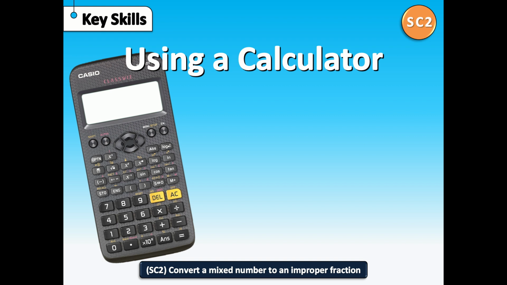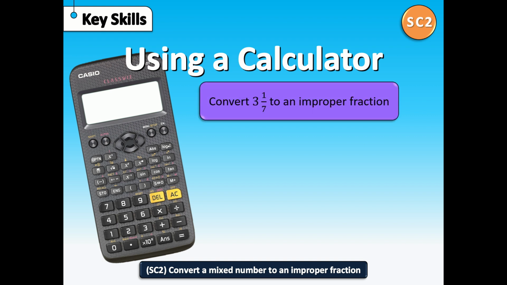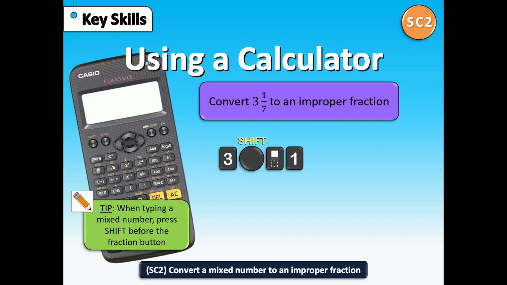Again, we can do this using a calculator. So if we type in 3 1/7 into the calculator, and we do this by typing in 3, and then we press Shift and then the fraction button, and then we type in 1, and then we need to go down to do the bottom of the fraction, and then 7. And if we press equals, we should get the improper fraction 22/7.